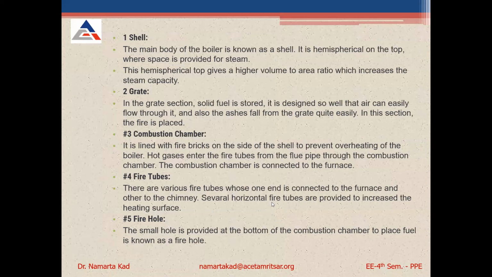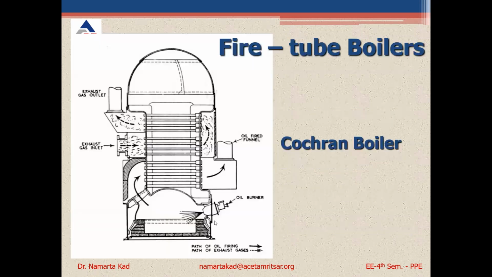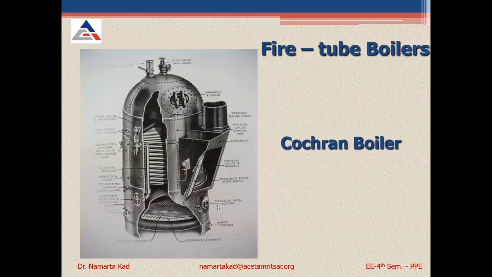Several horizontal fire tubes are provided to increase the heating surface. Okay, several tubes are provided so that the maximum amount of water in the shell is heated up and converted into the steam. Then fire hole. A small hole is provided at the bottom of the combustion chamber to place fuel, known as fire hole. यहाँ पे होता है कहीं पे, ठीक है? See here. Here it is a fire door, fire hole to place the fuel inside the boiler.